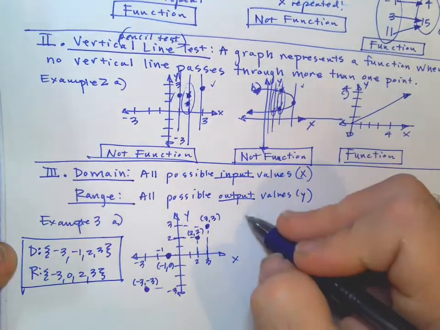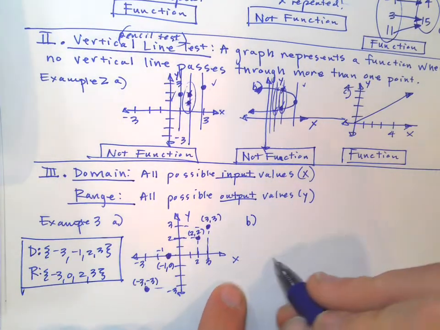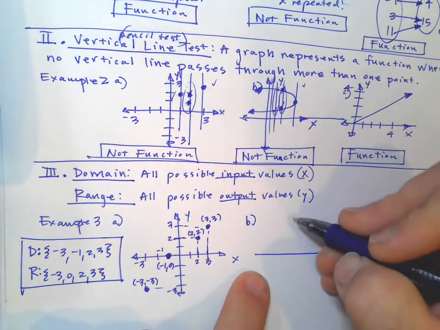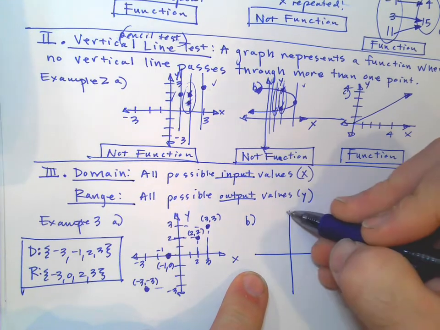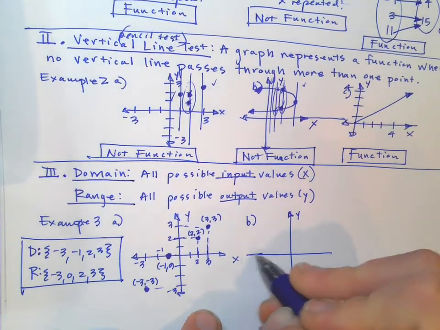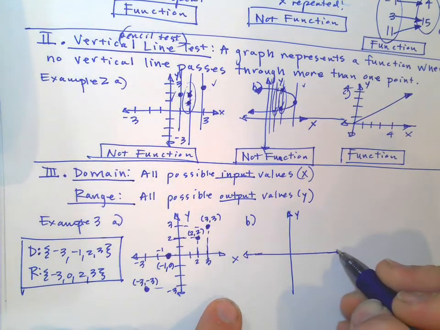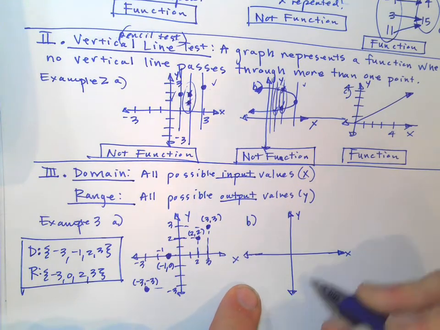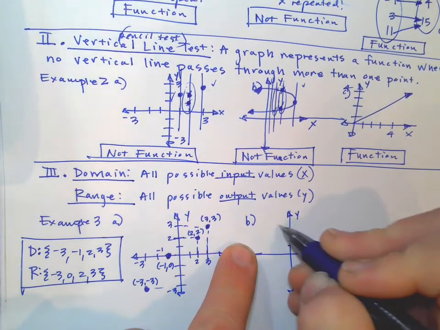Okay, let's do another one. B. This is another graph, but this graph's going to look a little different. I'm going to put a couple of values on here.